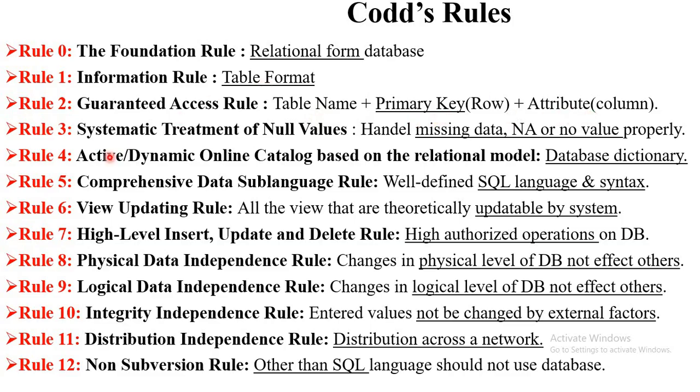Next rule is systematic treatment of null values. In your database, there is missing data, not applicable data or no value data. For that purpose, we can use primary key and different constraints to handle this data. Next rule is active and dynamic online catalog based on the relational model. Here, all the data is stored in the database dictionary, which is called the system catalog. It stores data about data, which is also called metadata. For example, integer data type and their size. Everything is stored in the dictionary.